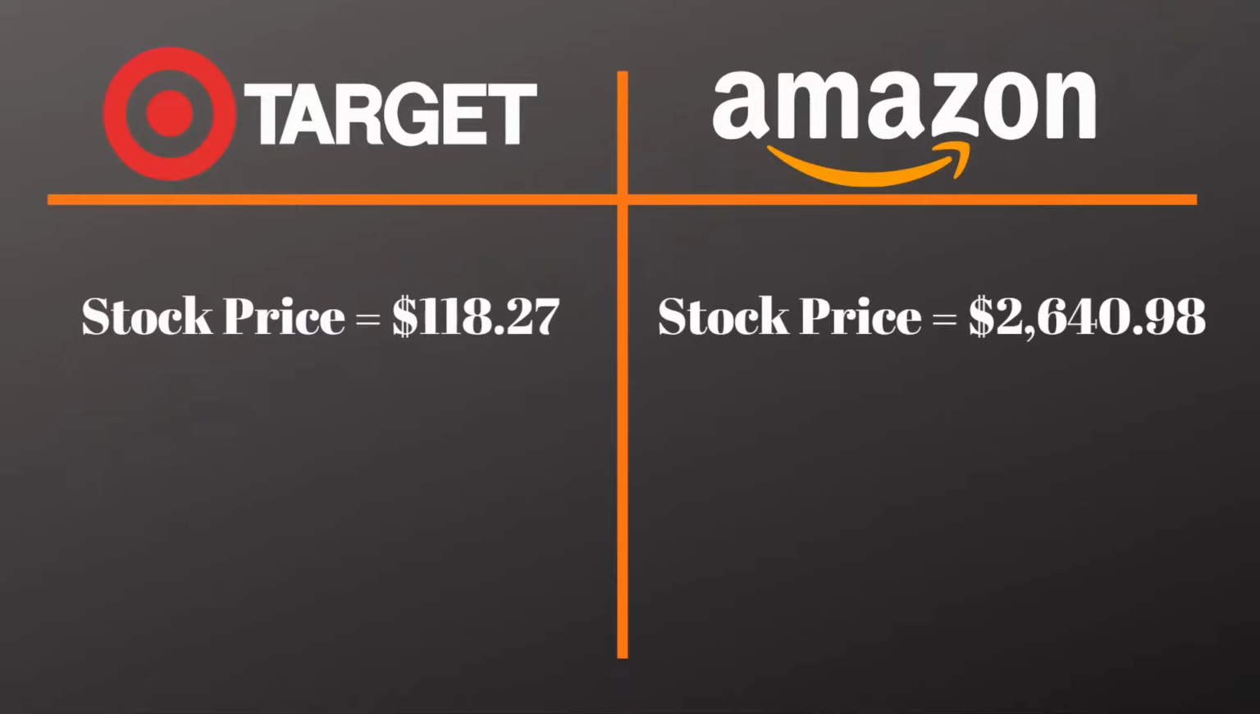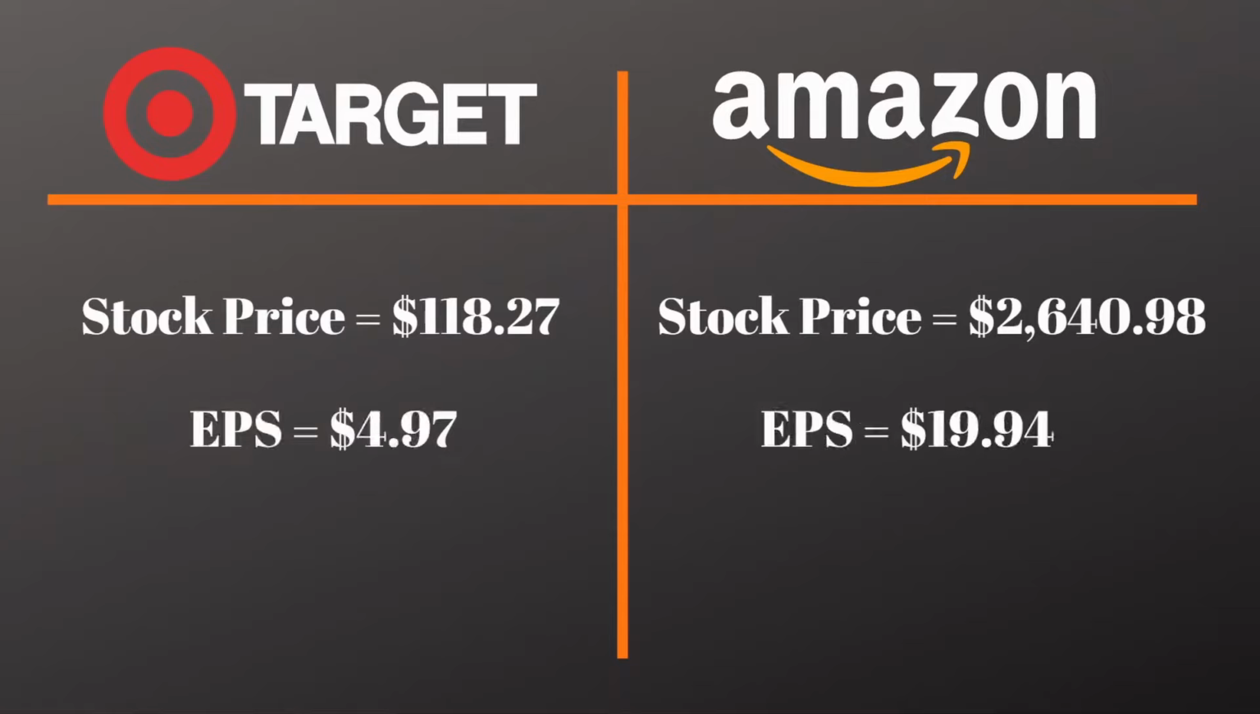And Amazon's stock price was $2,640. So Target's earnings per share. So for every share that you own, that $118 that you own, you are making $4.97 off that $118. So its earnings per share is $4.97, and Amazon's earnings per share is $19.94.